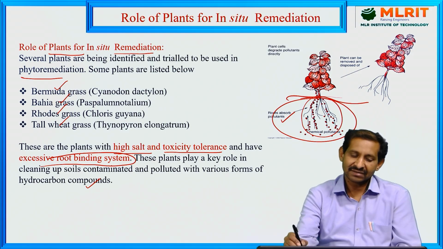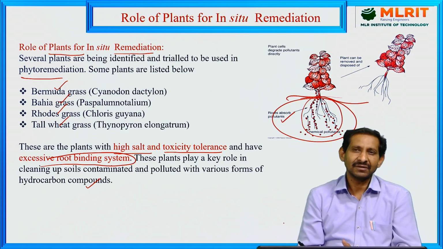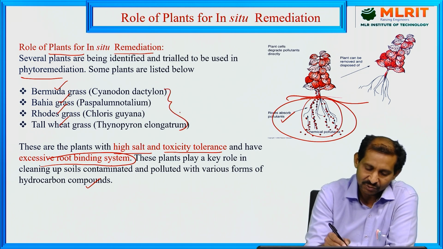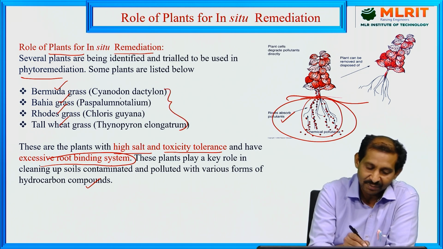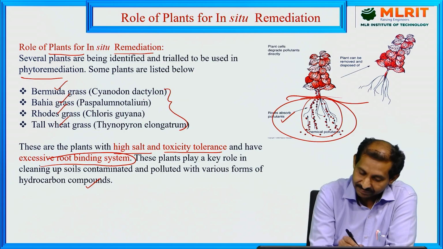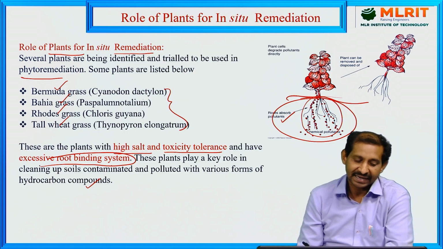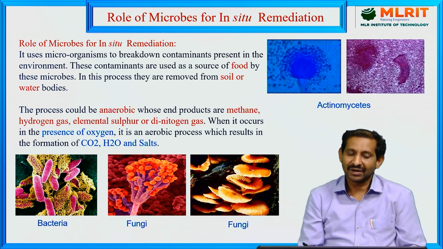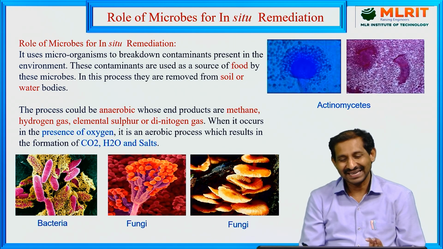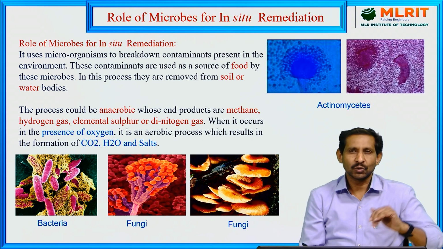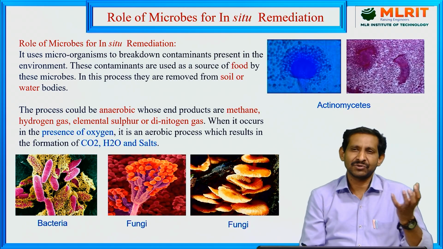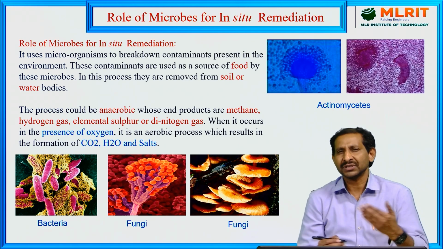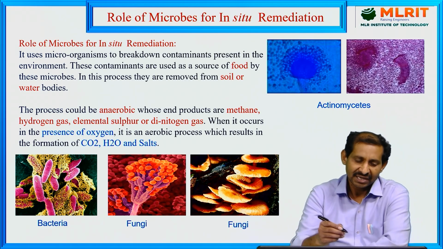Here the plants or different grasses are utilized for this role in bioremediation, and different grasses are mentioned with their scientific names: Bermuda grass, Cynodon dactylon, Bahia grass, rhodes grass, and tall wheatgrass. Now, coming to the role of microbes in in situ remediation. The plants' role is to absorb toxic materials, organic contaminants, or pollutants through their roots and binding capacity. Here are the microbes.